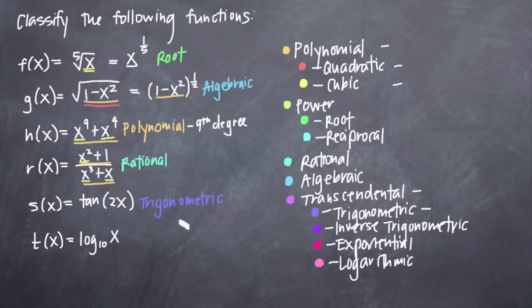Similarly here for our function t of x, we know that we have a logarithmic function because we see that we have log base 10. Whenever you see log or ln for natural log, you know that you have a logarithmic function. And again, logarithmic functions are part of the transcendental family of functions. But as always, we want to be as specific as we can and call it a logarithmic function, which is more specific than calling it a transcendental function. And that's it. That's a basic overview for how to classify functions.